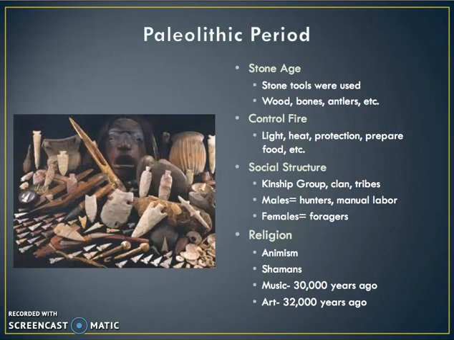Males at this time were mainly hunters and were used for manual labor, whereas the females then would be foragers and would go out and find the food. We also see religion occur, and we have what's called animism, which was essentially using those animals and rivers as quasi-gods, and then shamans that could talk to those gods.